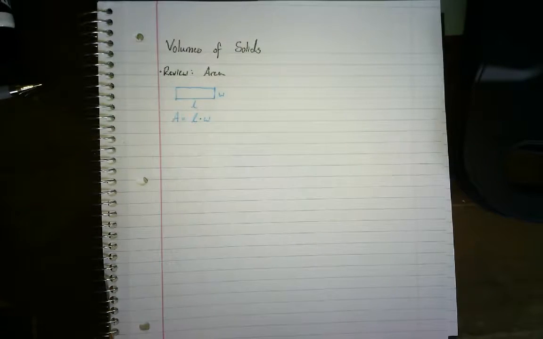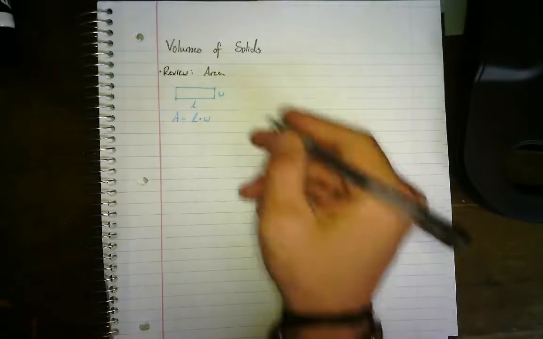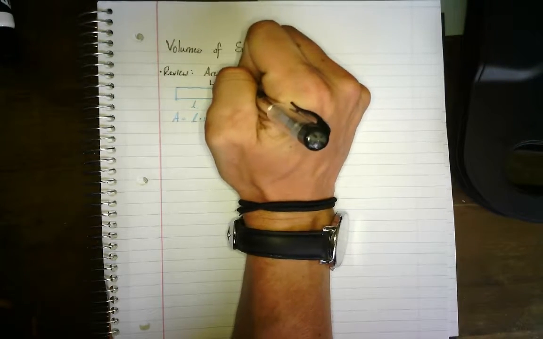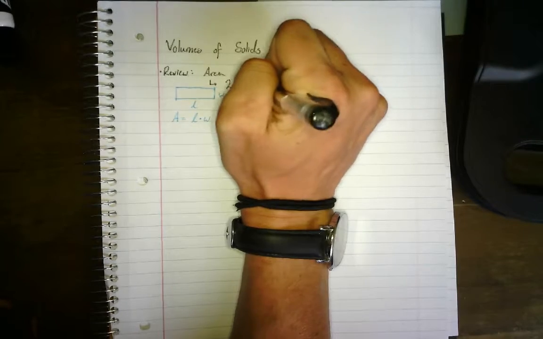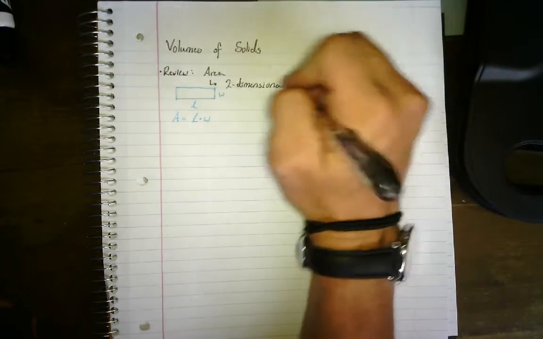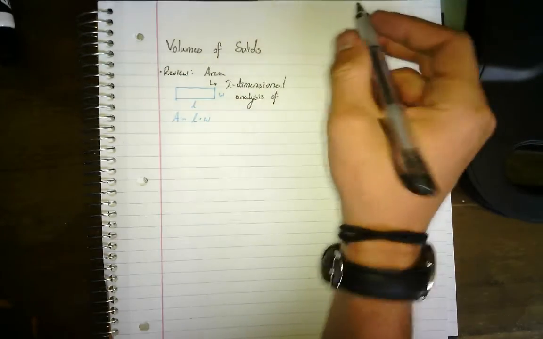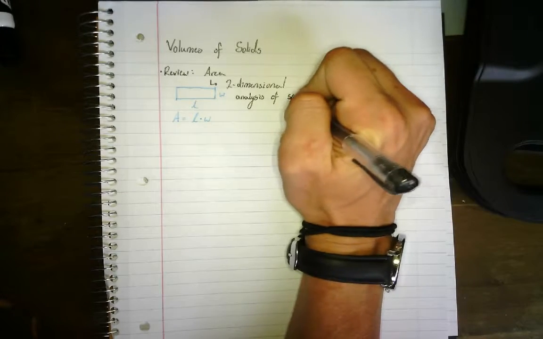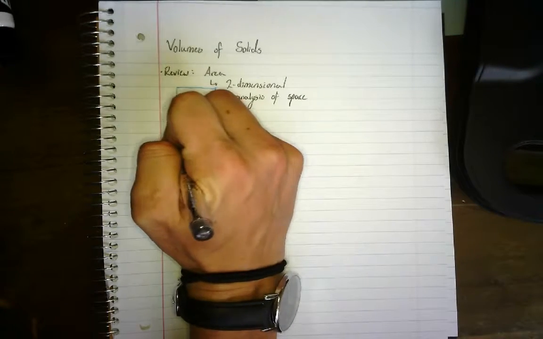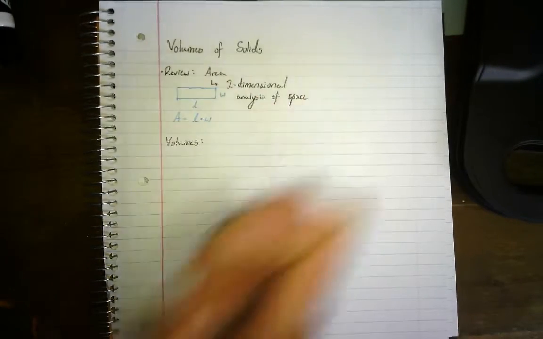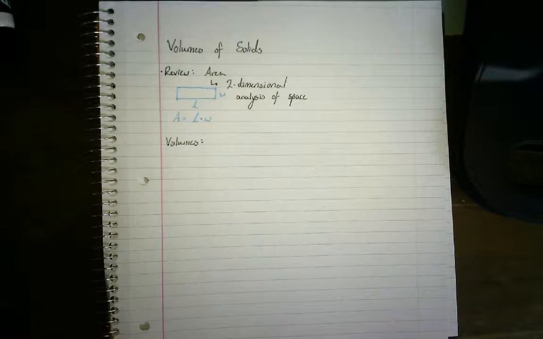Notice how we're taking two dimensions of our two-dimensional object in order to find the area. So the area we can consider a two-dimensional analysis of space, of how much space something takes up. So we're talking about volumes now. We're really talking about how much space a three-dimensional object takes up.